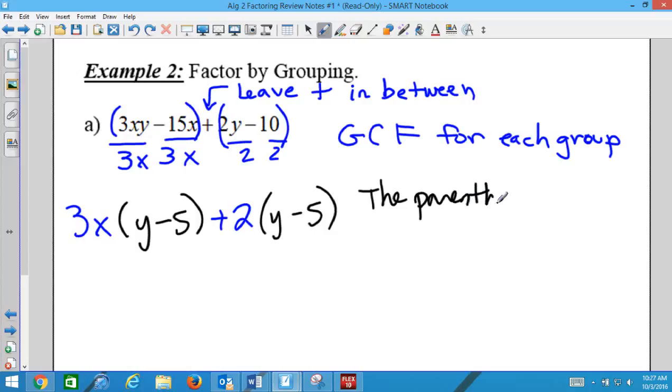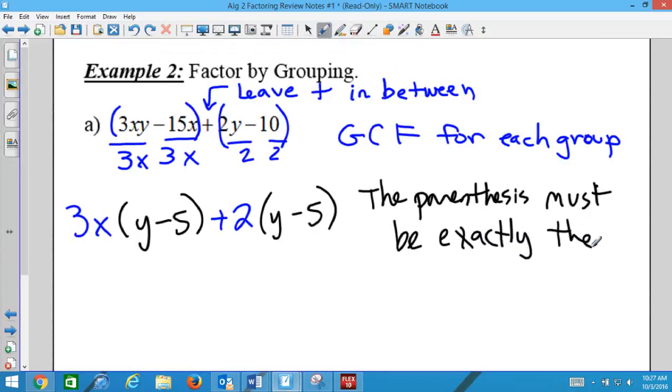The parentheses must be exactly the same. So do you see in parentheses I have y minus 5 and I have y minus 5. They're exactly the same. We do not want to FOIL. We're undoing FOIL. We are finding what the factors are. We're finding out what you would multiply together to give us this answer. So we're completely undoing FOIL.